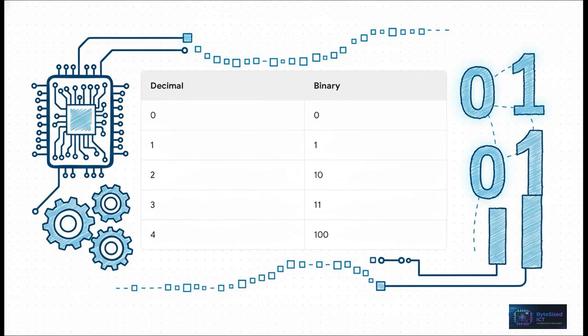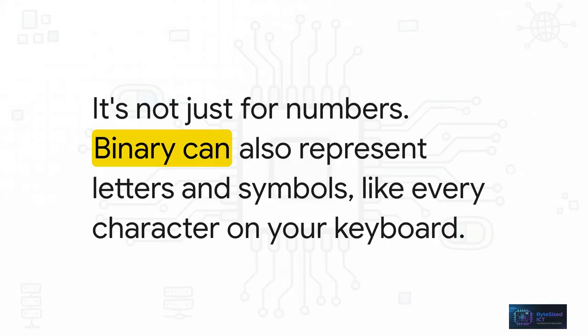But to represent our number 2, a computer runs out of digits, so it just adds a new column and writes 10. For our number 3, it's 11. For 4, it's 100. See the pattern? Just by arranging zeros and ones, we can represent any number you can think of. But here's where it gets really powerful. This same idea applies to, well, everything else. This isn't just a number system, it's an information system.